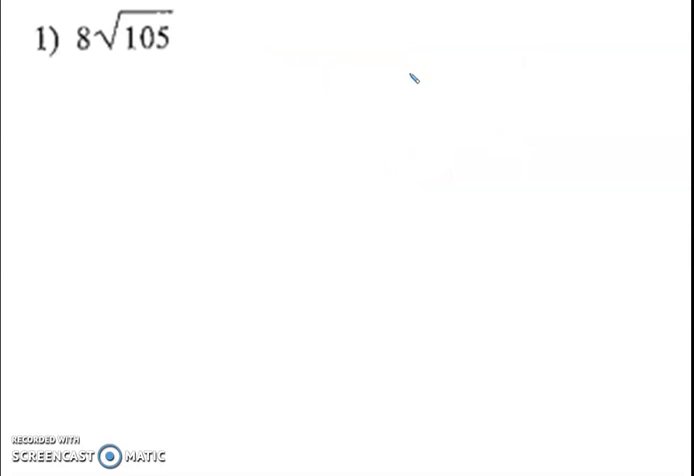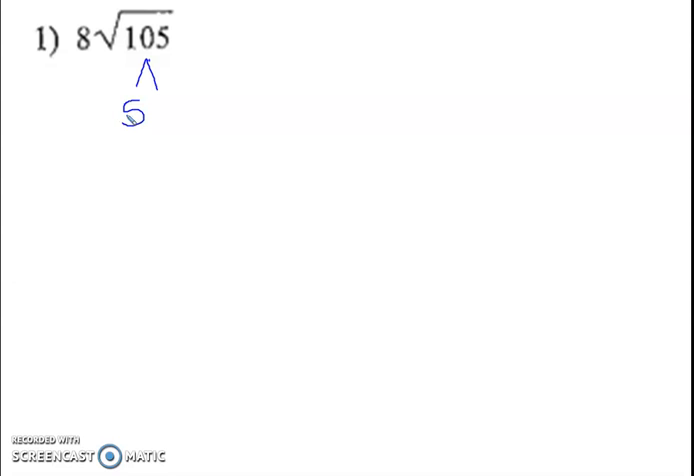So if you go to the next page, 8 times the cube or the square root of 105. This is something we haven't done before, but this is how you do it. You take each thing that's under the radicand and you break it apart by factors. I would start this with 5 because you know 5 is a factor. You should have done factor trees in middle school. Did you guys do factor trees in middle school?